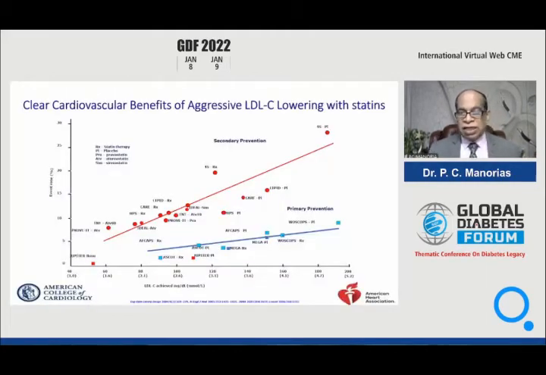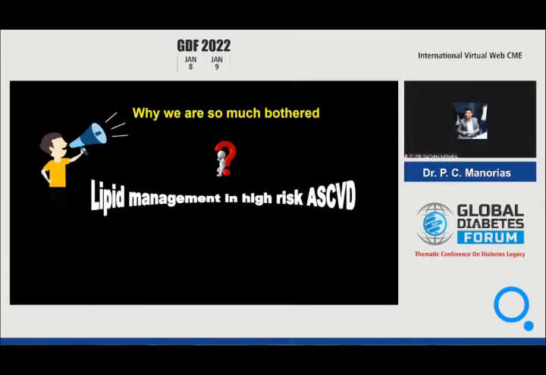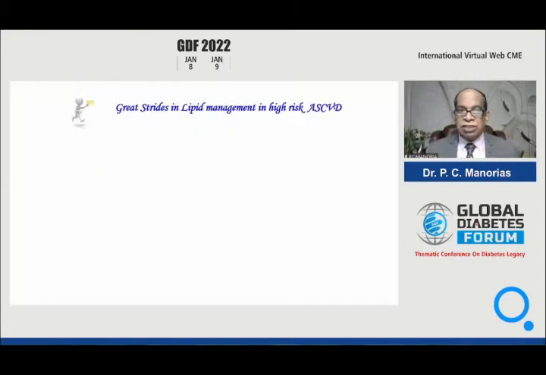And this is very clearly evident from these slides. Whether it is primary prevention, whether it is secondary prevention, lowering of LDL always provides incremental benefit without any harm. So the issue is why we are so much bothered about lipid management in high-risk ASCVD. This is because this has reached great strides. And what are these strides?